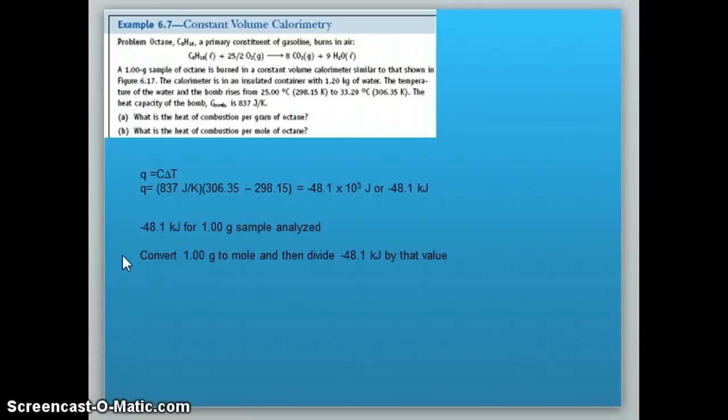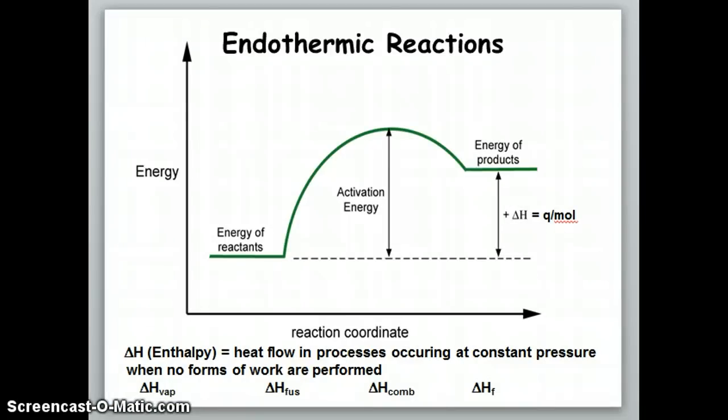All right, just to review endothermic reactions, you know this already. The energy of the reactants is lower than the energy of the products. The difference between this bottom line, where the energy of the reactants starts, and the top of the hump, that's the activation energy. So that's the energy that you have to put into a reaction to get it going.